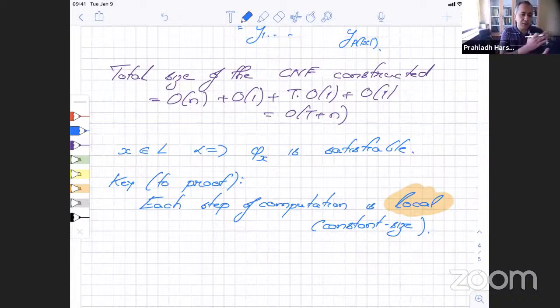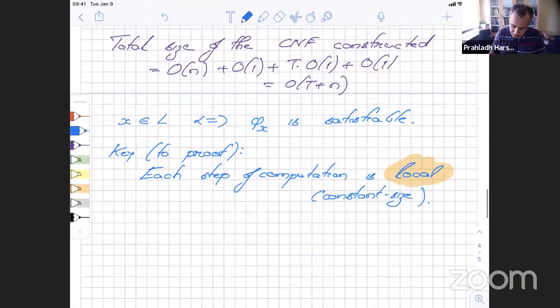It says that because of this, the number of clauses is exactly the number of time steps times some constant. That constant could be a bad constant, but it only depends on how local each operation is. It might depend on the number of states and all of this, but it's some constant sized object. Any questions?